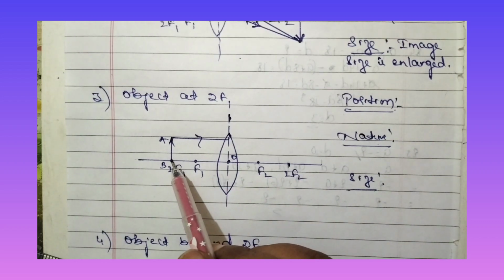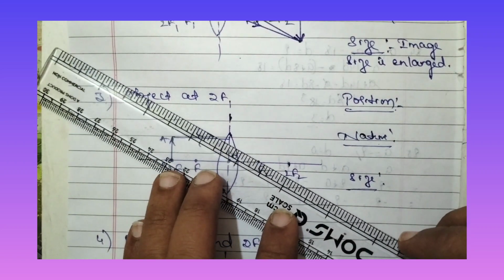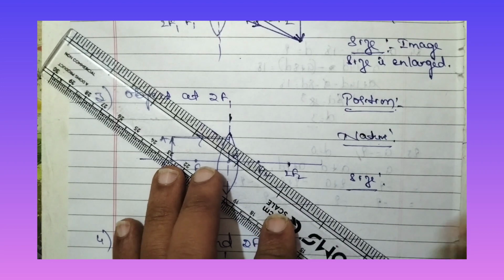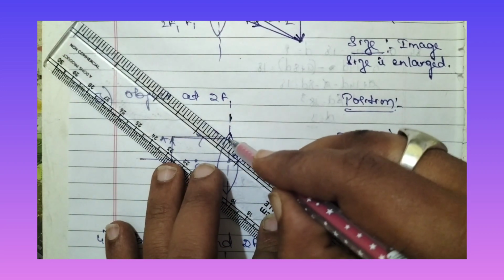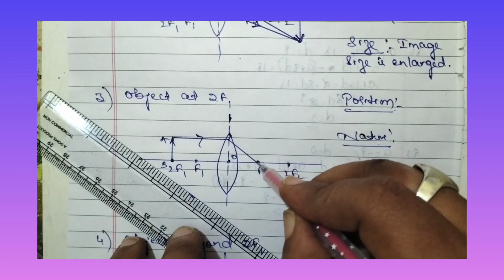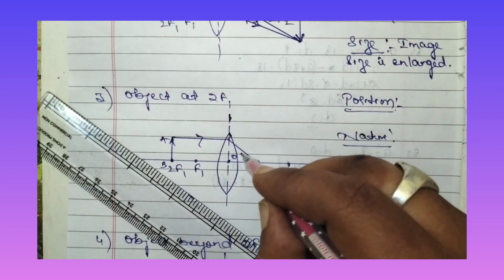If the object is kept at 2f1, the image will be formed at 2f2. So now the light ray which is parallel to the principal axis, after refraction it passes through the principal focus. So this is one light ray.